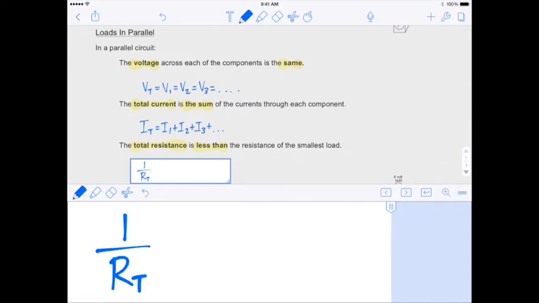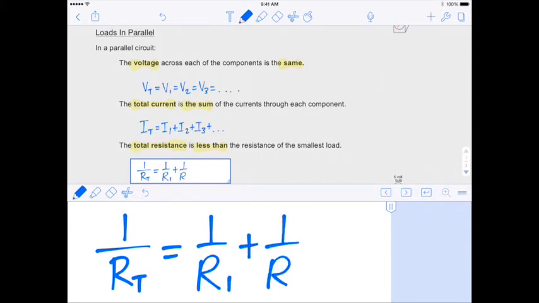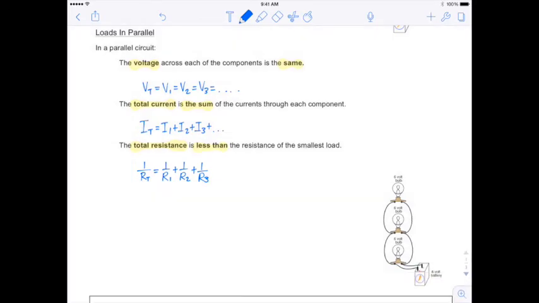1 over the total resistance is equal to 1 over resistance 1 plus 1 over resistance 2 plus 1 over resistance 3. So we're going to take a look at 3 examples using each of these equations. Whenever you're doing these examples, make sure you write down these equations straight away.